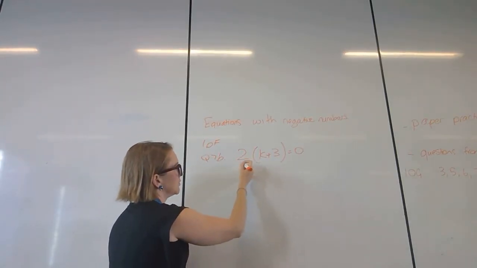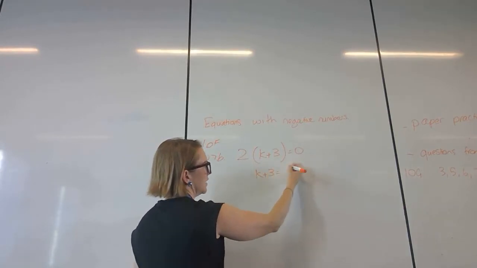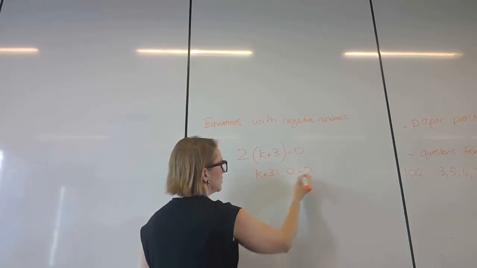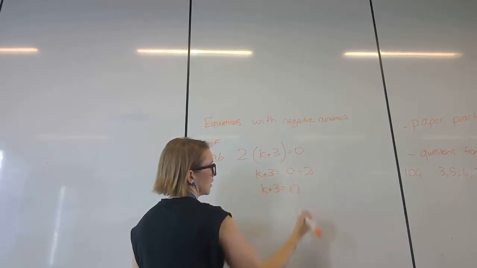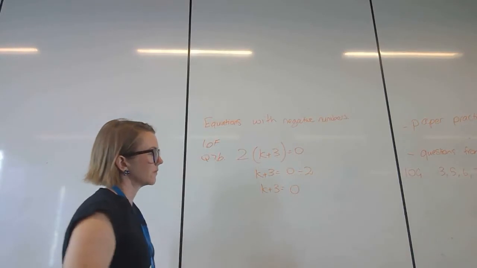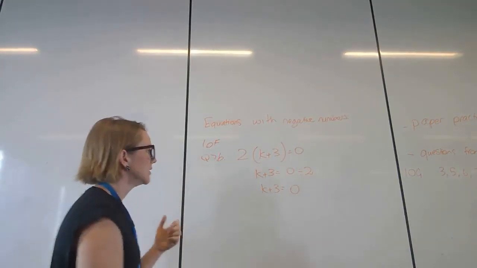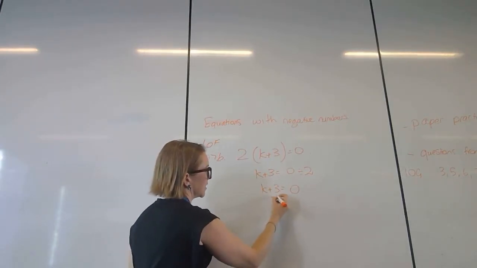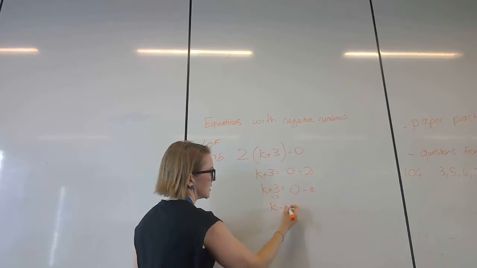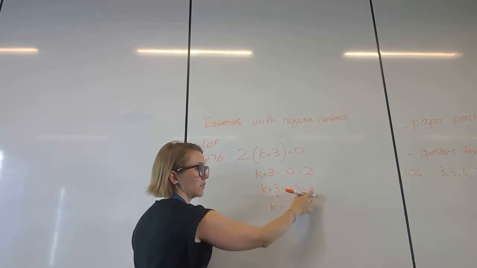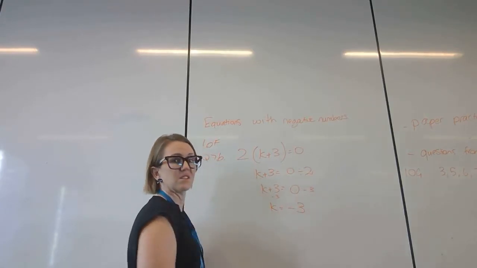So I'm going to divide my 2 across, which leaves me with k plus 3 on this side, and 0 divided by 2 equals 0. If I have nothing, I can't divide it, so it just remains 0. Now I'm going to subtract my 3 across, and now I've got k by itself, and 0 take away 3 is -3. Okay, does it make sense?